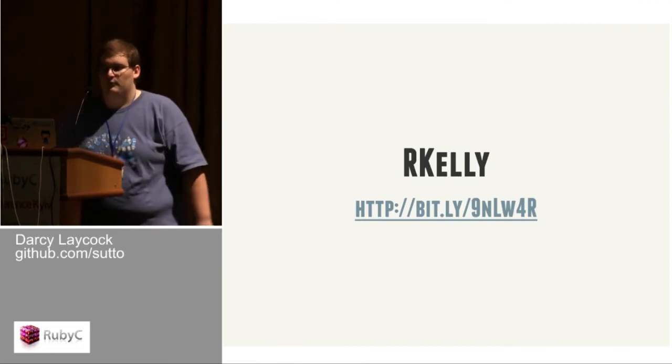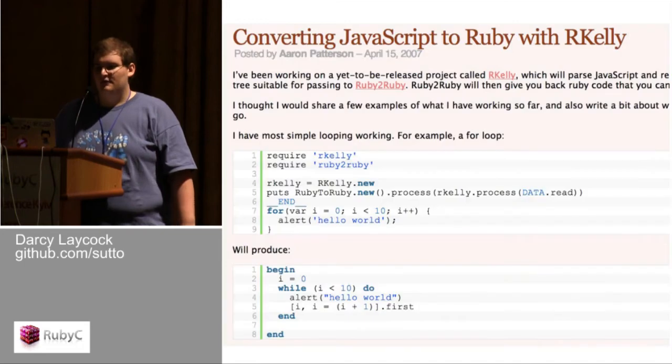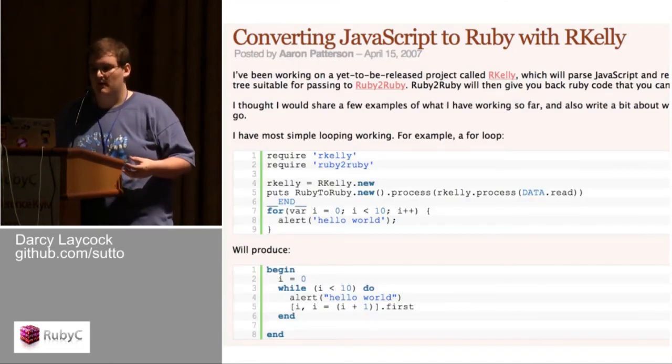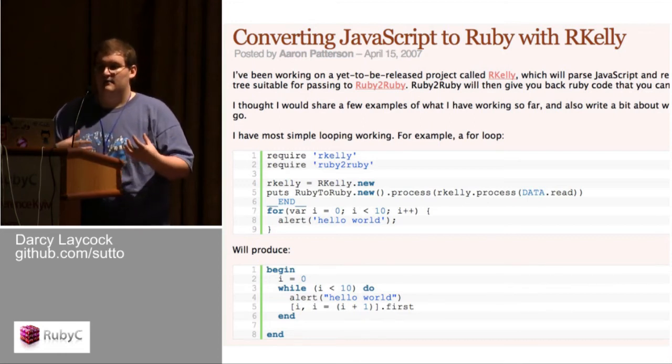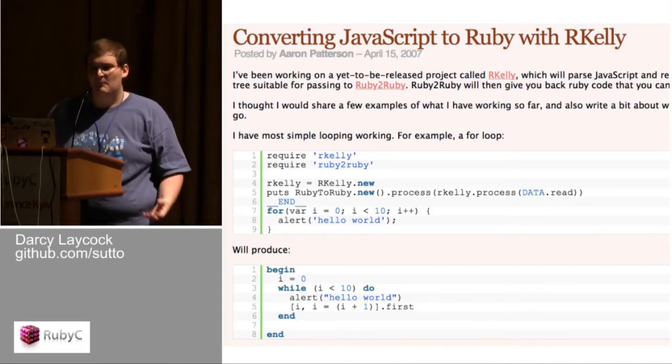Another kind of cool hack was from Aaron Patterson, or Tenderlove, called Rkelly. And it took that idea a little further, but in the reverse. So instead of converting from Ruby to JavaScript or running it in the browser, it did the opposite. It would parse JavaScript and give you the Ruby equivalent code. So we've come a long way since then.